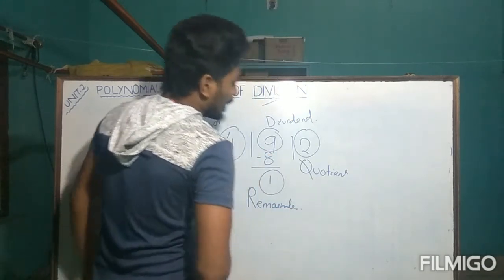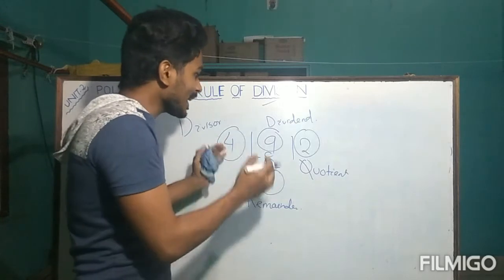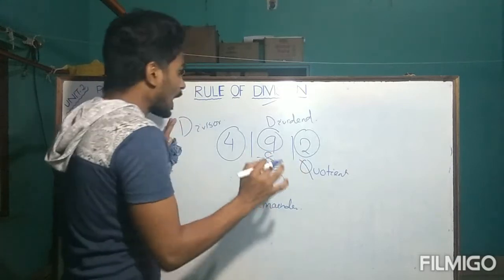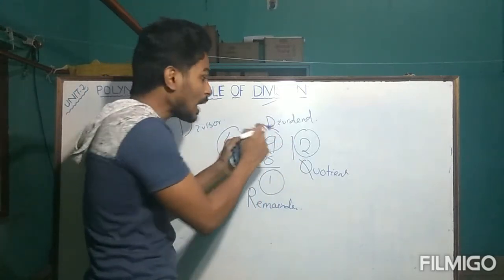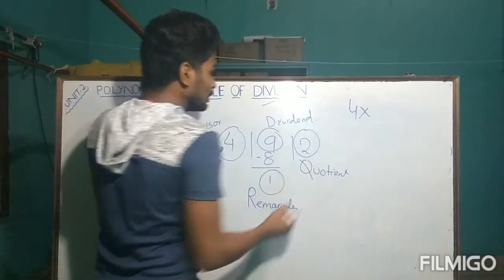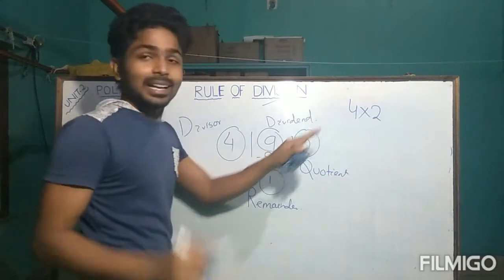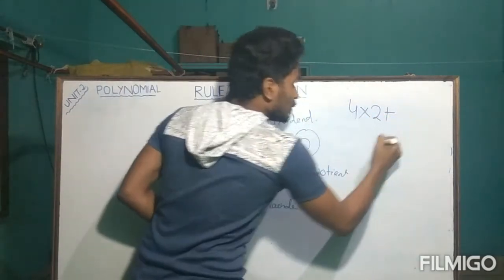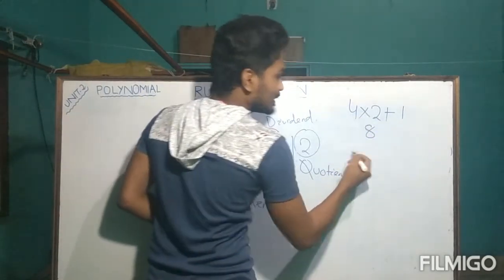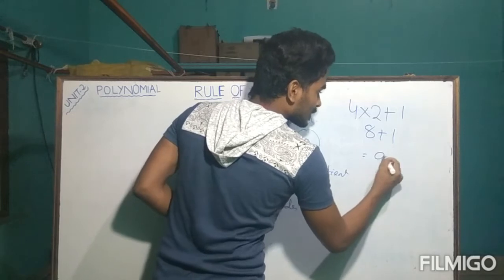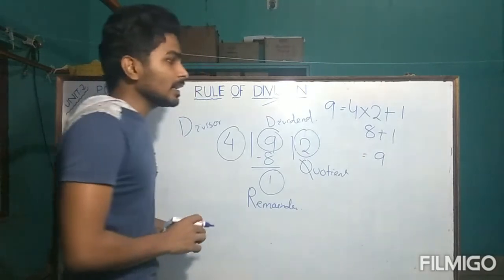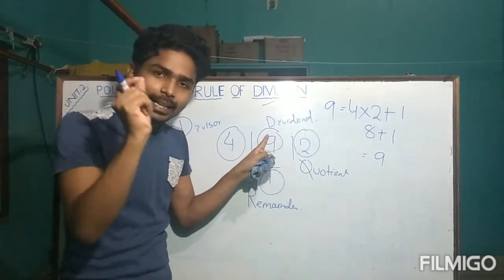In this type of division, we can easily identify the dividend. But if we do not have the dividend, how can we get 9? We can multiply 4 into 2, which is 8. And if we add 1 to 8, then 4 into 2 plus 1 is equal to how much? 9. Clear? And 9 is also the dividend.